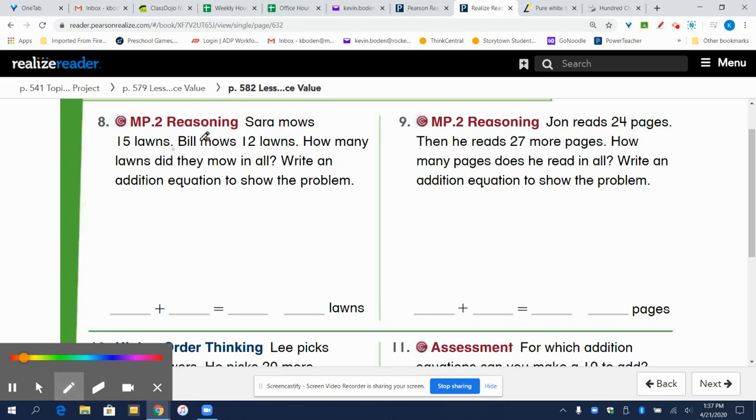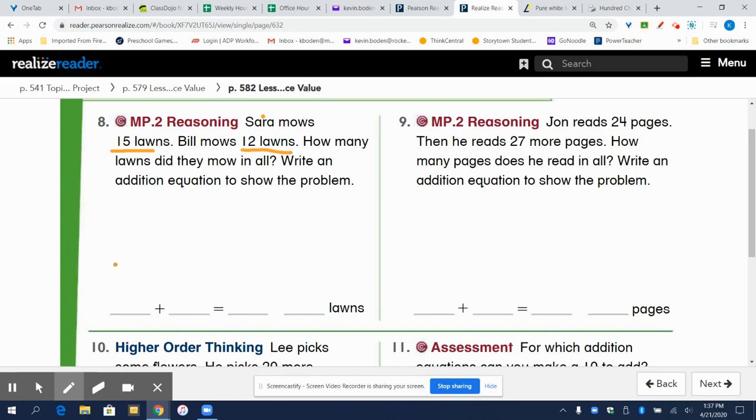So question number 8 says, Sarah mows 15 lawns. That's important. I'm going to remember that. Bill mows 12 lawns. All right, Bill mows 12, Sarah 15. How many lawns did they mow in all? I think I know what to do. Write an addition equation to show the problem.